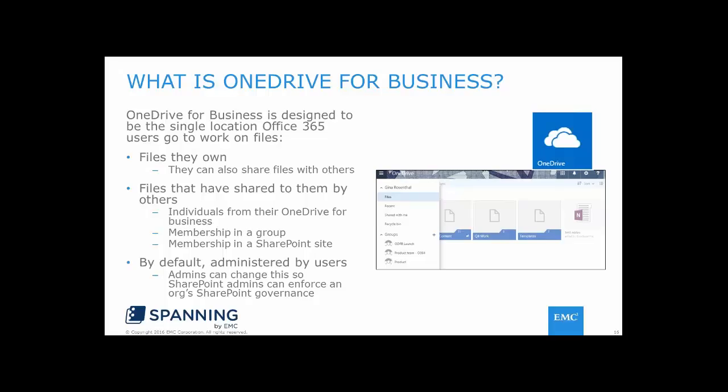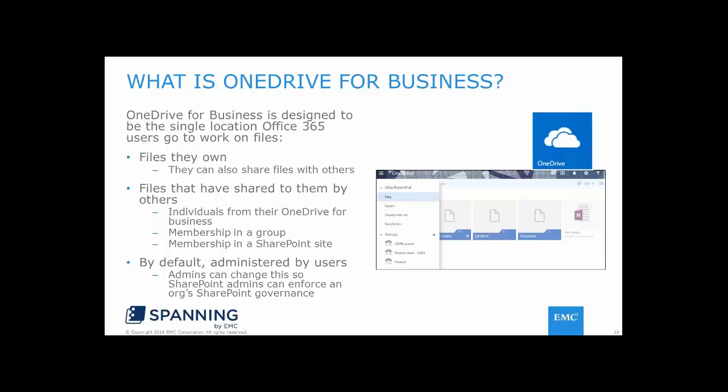So this can be files that they own and they've created. They can also share files with others. It can be the files that other people have shared with them. Other individuals may have shared a file with them from their own OneDrive for Business. It could come because they're a member of a group and there's a bunch of files that they're all working on together. It could come because they have membership in a SharePoint site, and from OneDrive they can see all of those documents that have been shared with them from SharePoint as well.